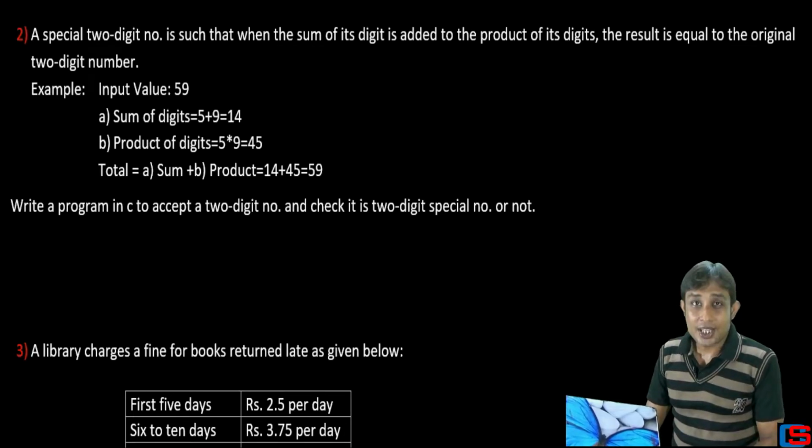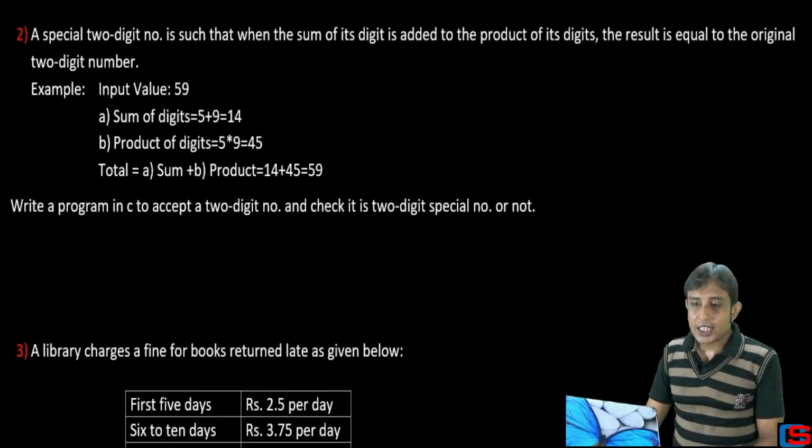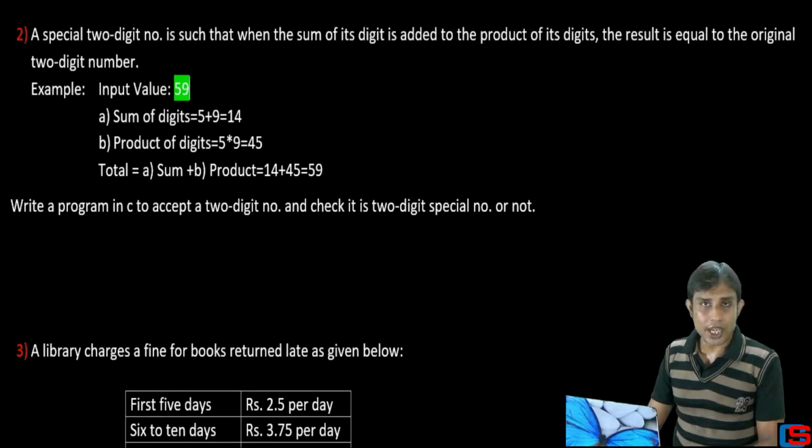The next question is: a special 2-digit number is such that when the sum of its digits is added to the product of its digits and the result is equal to the original number, then this is a special 2-digit number. Okay, suppose the example is given here. Suppose 59 is inputted here, so 59.